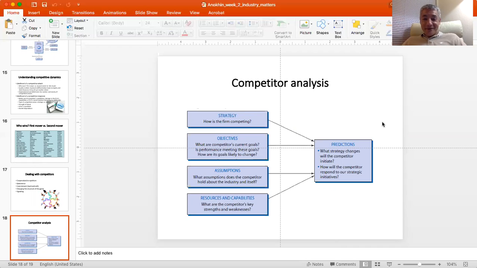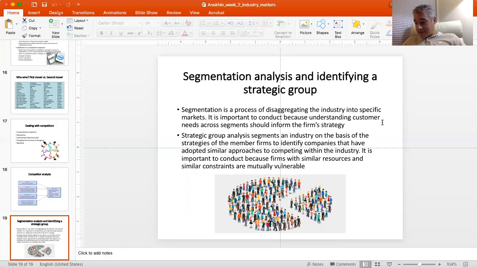And so once you do that, you can make your predictions as to what strategy changes the competitor will initiate, right? So the kind of competitive attacks you could expect, and how the competitor will respond to our initiatives, right? And it's not just about attacks and responses, it's also about those other strategies: cooperation, deterrence, signaling, commitment, and other things. And so finally, so far we've been talking about industry as if it's just one big industry, and like as a car manufacturer, you have to analyze all other car manufacturers. Well, that's not exactly correct, right? Most companies that compete within an industry, they compete in a certain segment of that industry. And you should be a lot more concerned about your segment than you are about your entire industry.